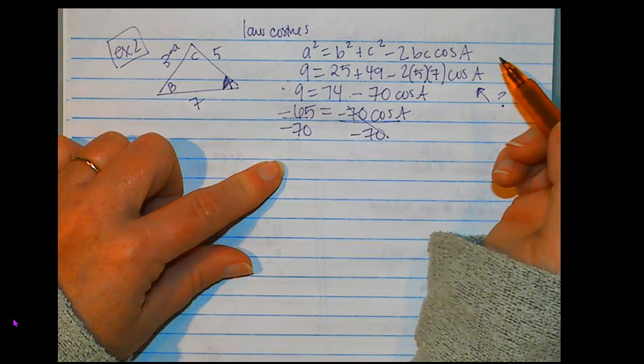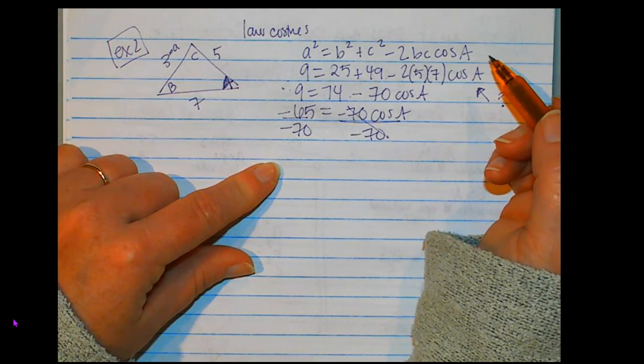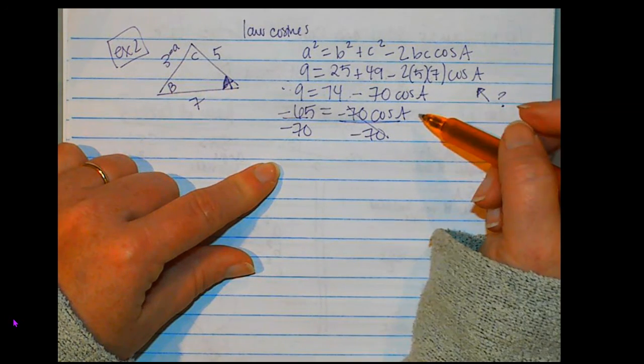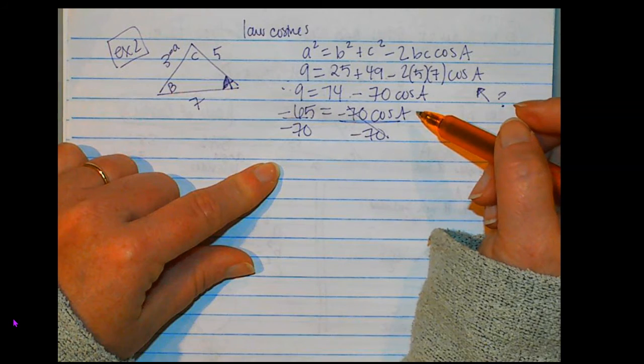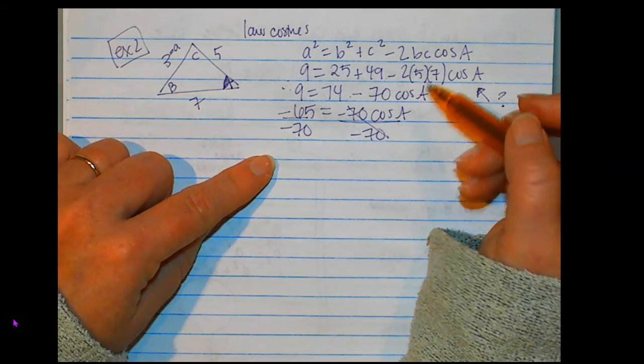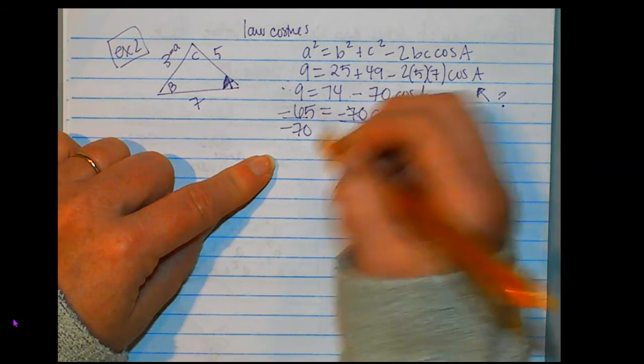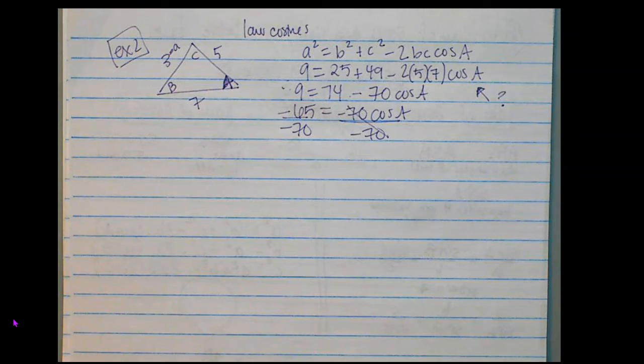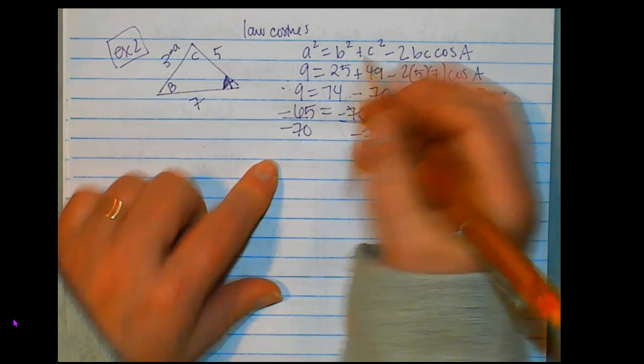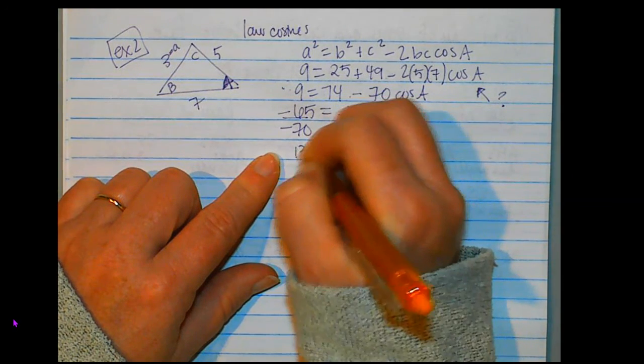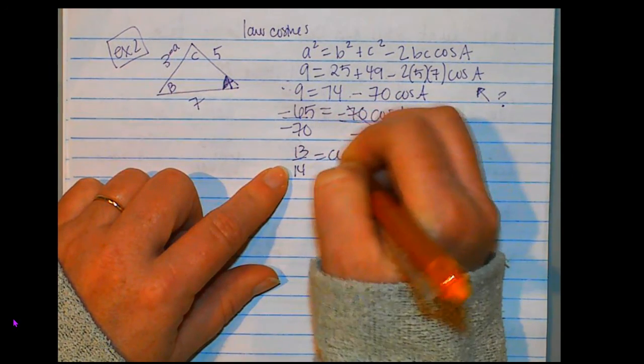And that's okay because now I've got a positive angle. That makes sense, right? Because positive angles would be important for this triangle to exist. So I've got some decimal. 13 over 14 equals cosine of A.